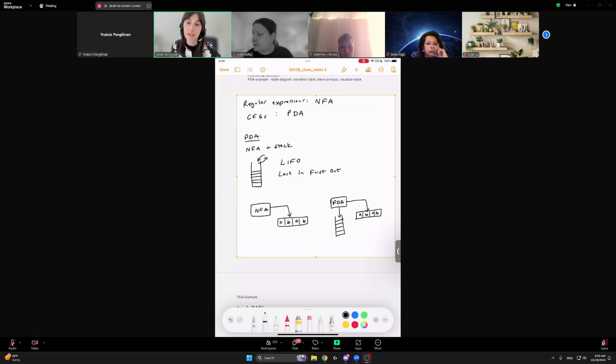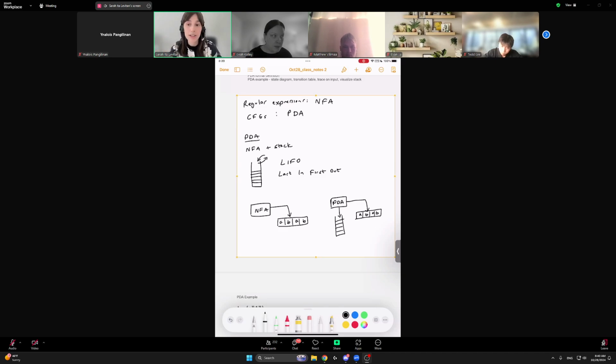And so this gives our PDA a lot more power than an NFA. And this gives us the ability to have a significant amount of memory. In fact, the stack can have infinite memory. And so this will be the key that will allow our PDA to recognize our context-free languages. So this is kind of an introduction to the concept.